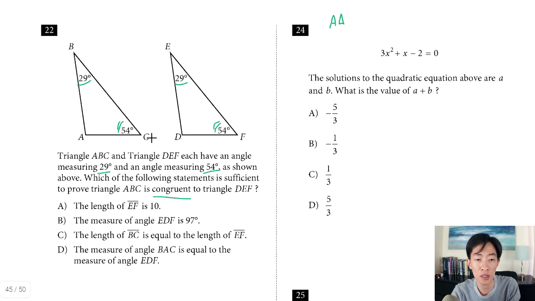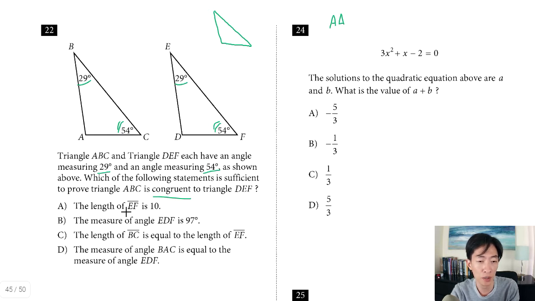It's not necessarily true that these are congruent, because I can draw a similar triangle with the same angles, if you believe me, 29 over here and 54 over here. These three triangles are similar, but obviously they're not necessarily congruent. So how are we going to make this triangle congruent? Let's go through the choices.